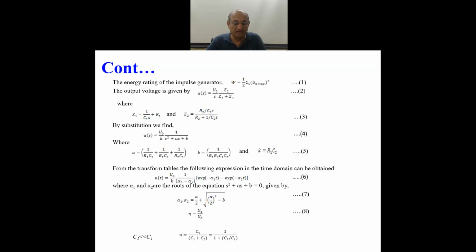And as you can also see here, the efficiency is C1 upon C1 plus C2, in the bottommost line of this slide. So for higher efficiency, C2 by C1 should be as small as possible. That means C1 should be as large as possible. C1 is the capacitor installed in the impulse generator. So for getting higher efficiency, you must have higher capacitance capacitors installed in each stage. We'll learn about the multi-stage generator.